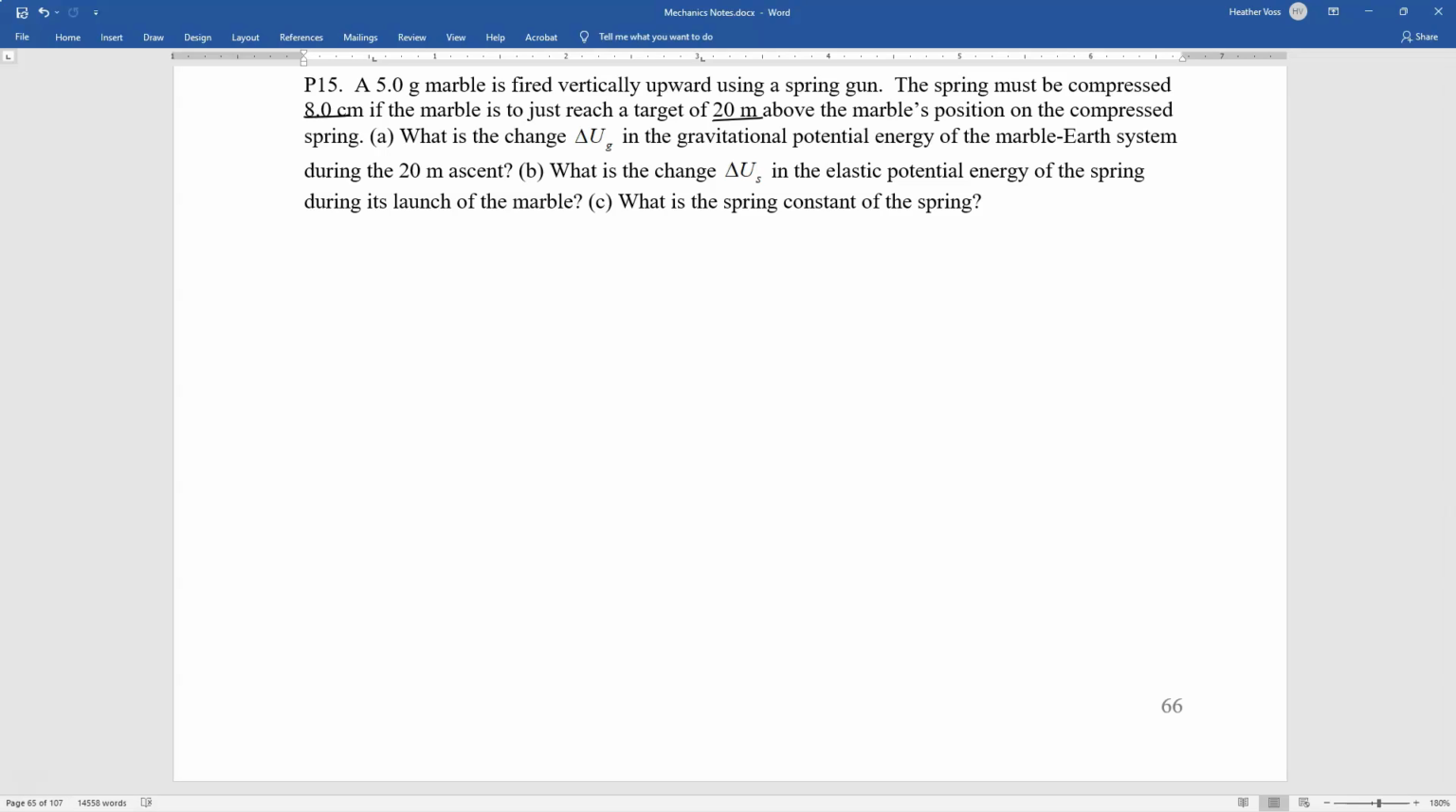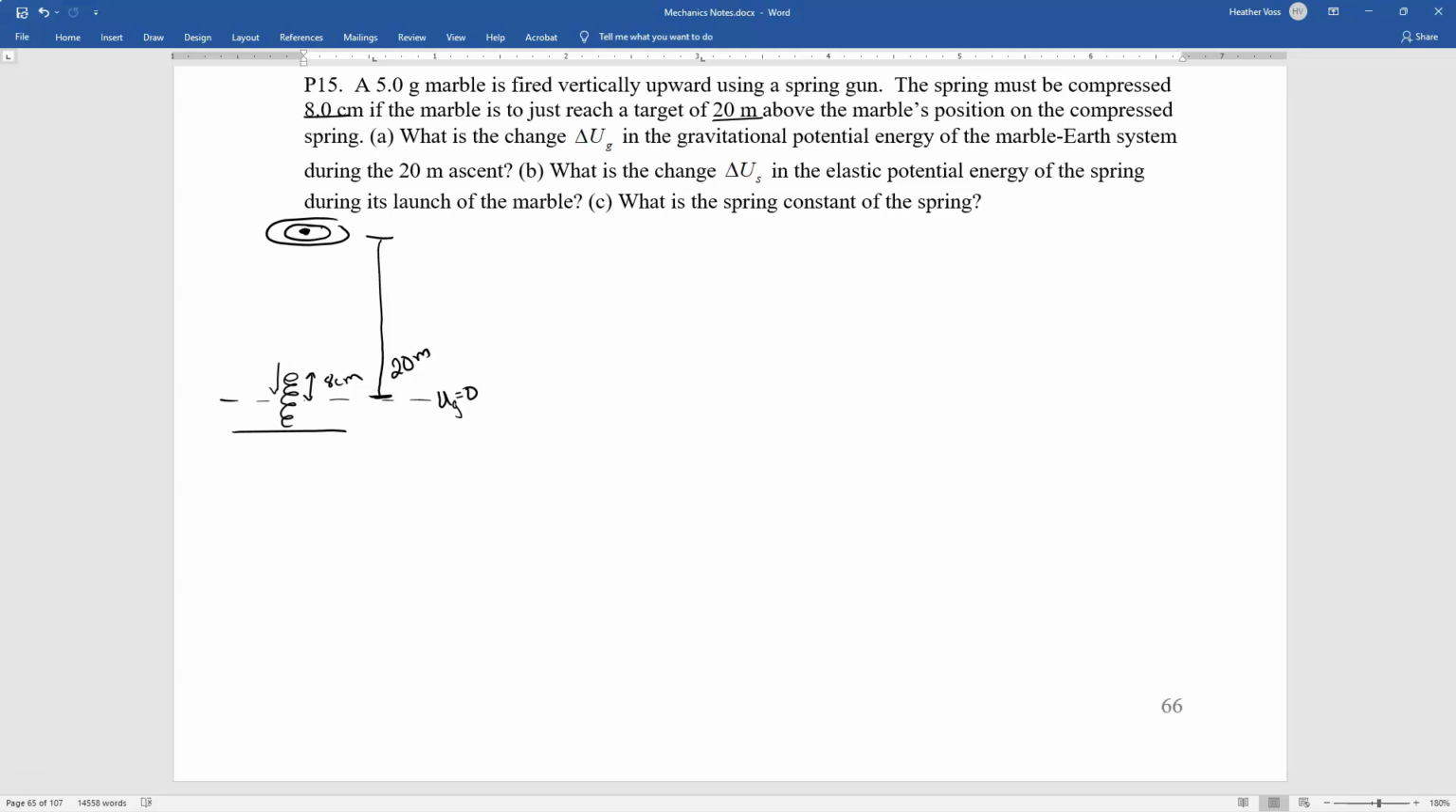So here we go. The first thing I do is I kind of sketch out what's happening. So I have a spring. It's going to compress down 8 centimeters. Our target is 20 meters above that. So I'm going to declare that to be where gravitational potential energy is 0. Where the spring is smushed, that's our 0 for the target height. I'm going to just declare that to be potential ground is 0.